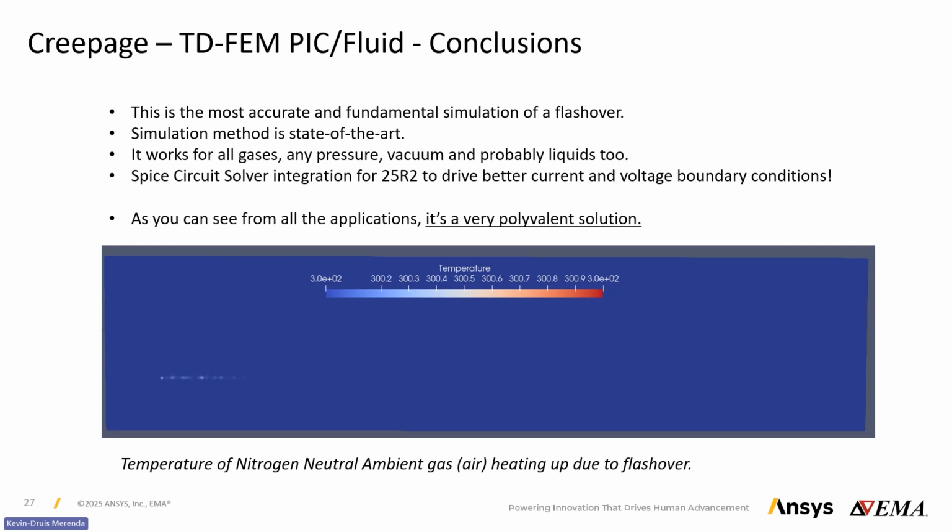Again, we can work this in vacuum. If you're just wondering about much lower pressure environments, we can do it. And then with the circuit solver, we can also start generating much more effective waveforms than the ones that just a simple current or voltage boundary condition. We can drive this with a power supply and some other types of waveforms that are present. So it's a very polyvalent solution in terms of being able to model various types of discharges.